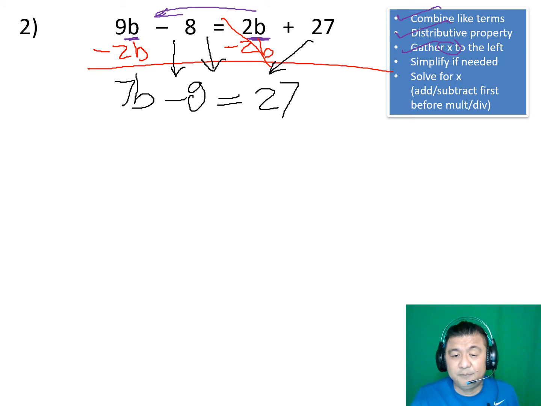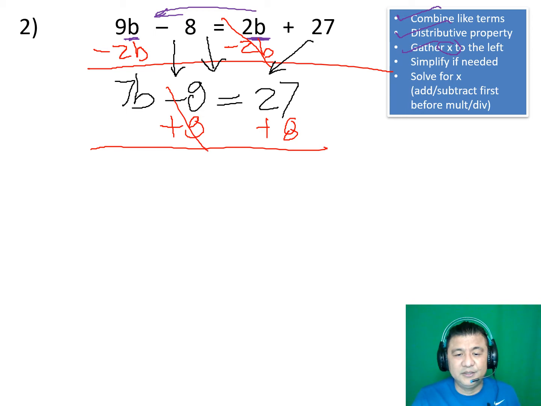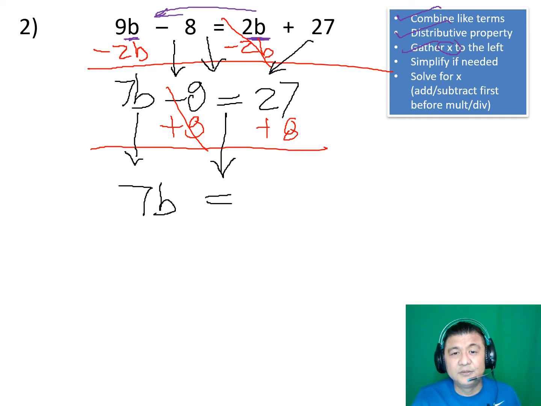Guess what? It's a two-step equation. How do I get rid of minus 8? Opposite of minus 8 is plus 8 to the left, plus 8 to the right. I showed it. Then I can cancel it. 7b goes down. Okay, the equal sign goes down. 27 plus 8 is 35.